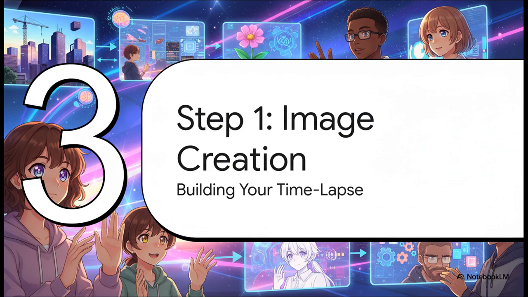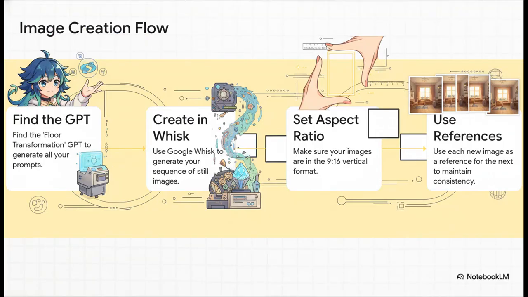Step 1 is all about generating the core of our video, that sequence of still images. And the name of the game here is consistency. We need every image to look like it belongs in the same room. The process is super simple. We're going to find a special GPT that does half the work for us. It'll generate all the prompts we need. Then we'll pop those over to Google Whisk to create the images. And here's the key. We're going to use a special trick with reference images to make sure the AI doesn't change the room on us between shots.